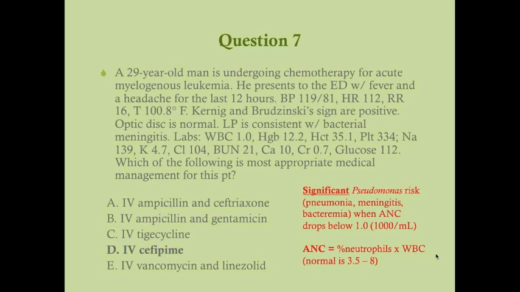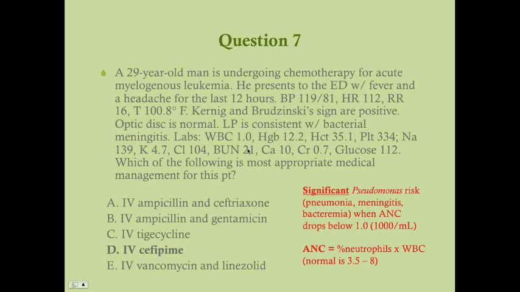So what you should know is, and I didn't put the differential here because it doesn't matter, but what you should know is how to figure out the absolute neutrophil count. The absolute neutrophil count is just your total white blood cell count multiplied by your percent of neutrophils. You could do white blood cell count times your neutrophils, or white blood cell count times your neutrophils plus your bands in percentage. And you multiply that, and the normal is 3.5 to 8.